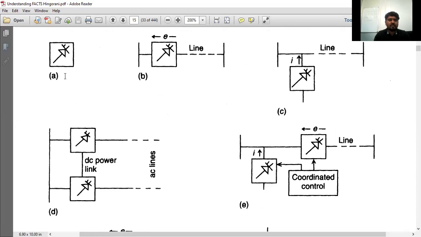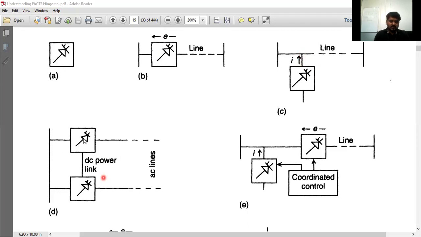The FACTS controller, the symbol of the FACTS controller, this one. And the series controller, I told you, series controller. So this one is the series controller, which is connected in series and injecting voltage in series with the transmission line. And this one is the shunt compensator or shunt controller, we are going to call it. At this point, it is going to inject a current here now.